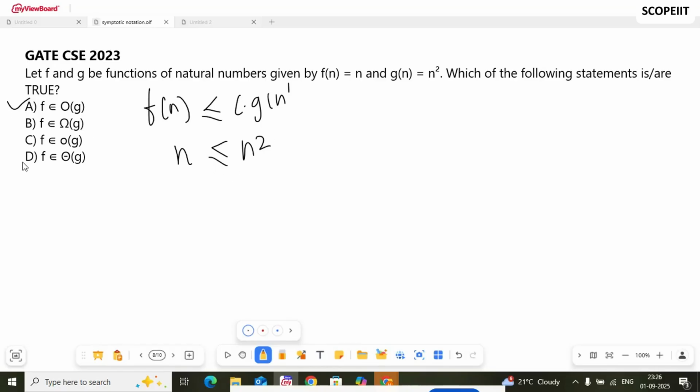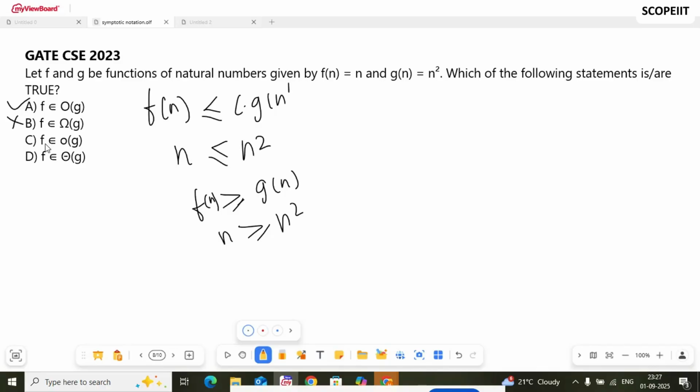Option A is true. Now let us compare our second option, that is f belongs to omega of g, so f of n is greater than or equal to g of n. The f of n value is n. Is n greater than or equal to n square? No, this condition is not satisfied. So option B can't be the correct answer.